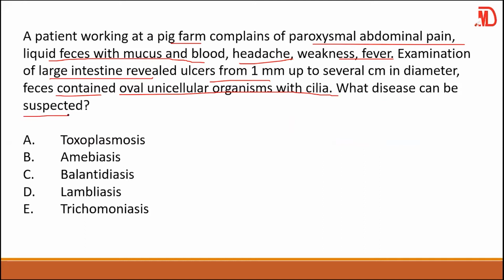Now, they've given you the information that this person is a pig farmer. So the question now is, what is this large intestine filled with ulcers? This is specific for what we call Balantidium coli. Balantidium coli, and these are ciliated protozoa.